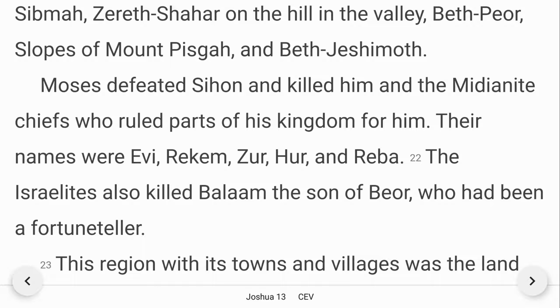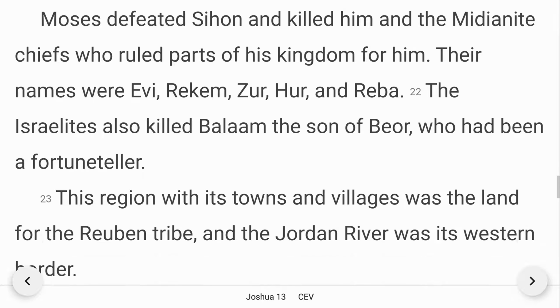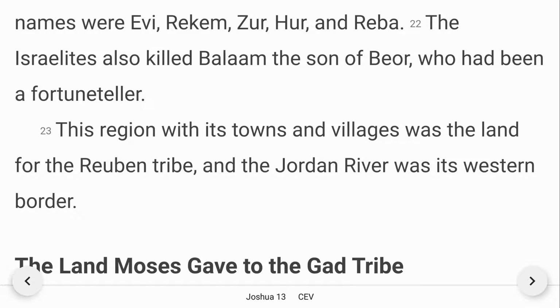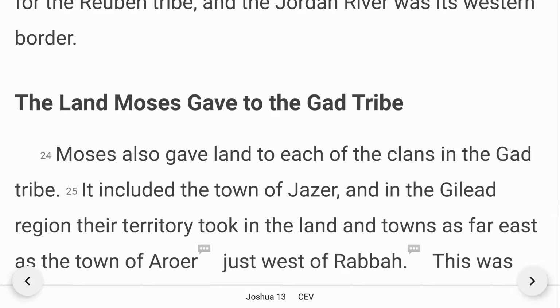Their names were Evi, Rekem, Zur, Hur, and Reba. The Israelites also killed Balaam, the son of Beor, who had been a fortune teller. This region, with its towns and villages, was the land for the Reuben tribe, and the Jordan River was its western border.